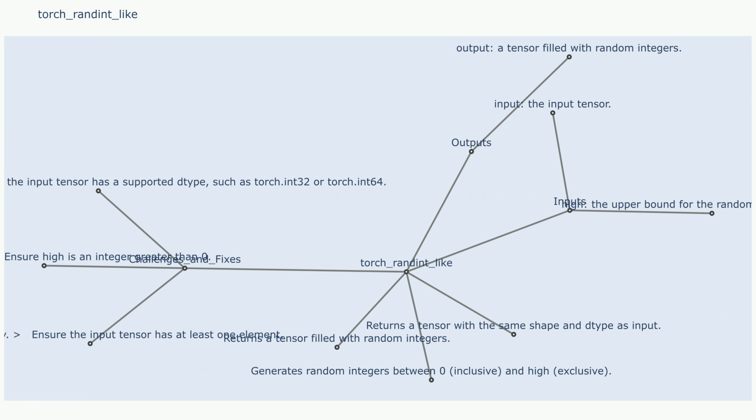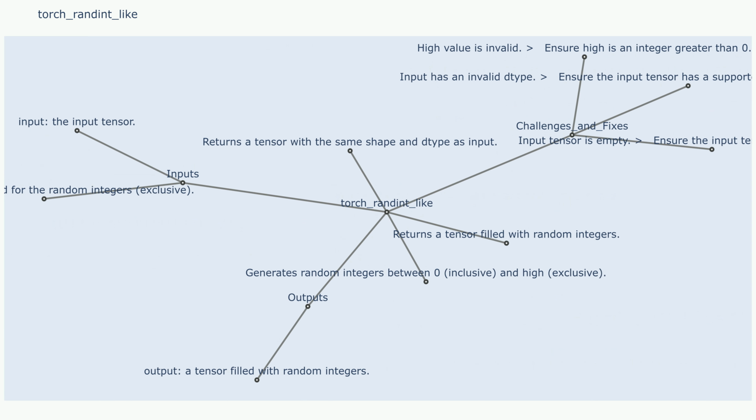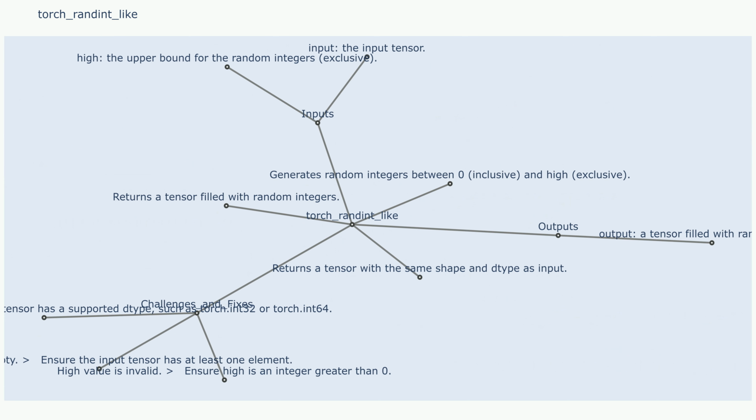High. The upper bound for the random integers to be generated, exclusive. Dtype, optional. The desired data type of the returned tensor. Defaults to the dtype of the input tensor. Layout, optional. The desired layout of the returned tensor. Defaults to the layout of the input tensor. Device, optional. The desired device of the returned tensor. Defaults to the device of the input tensor.